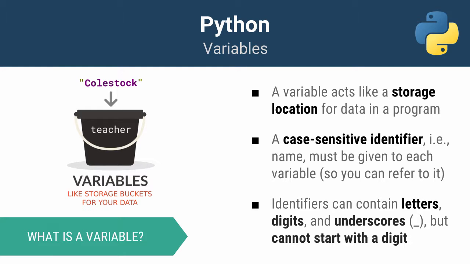You can think of a variable as a storage location for the data that you want to use in your program. Just like everything in Python, variables are case sensitive. So a capital A is different than a lowercase a. Identifiers, which are the names of variables, can contain letters, digits, and underscores, but cannot start with a number.